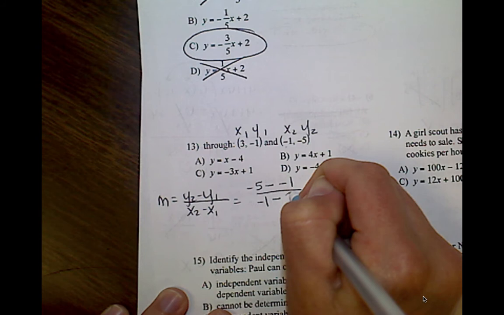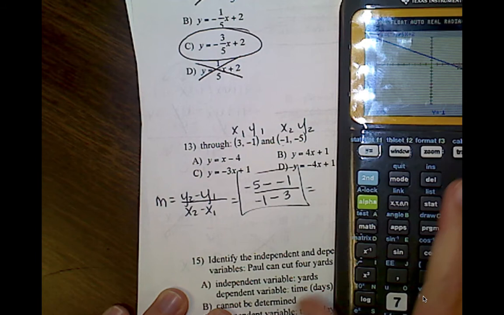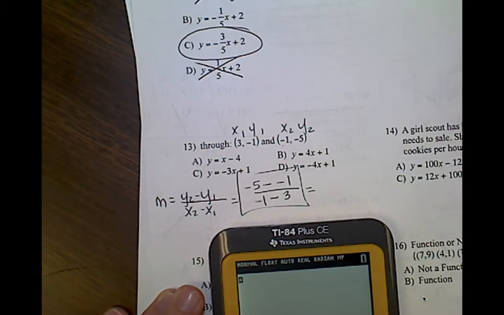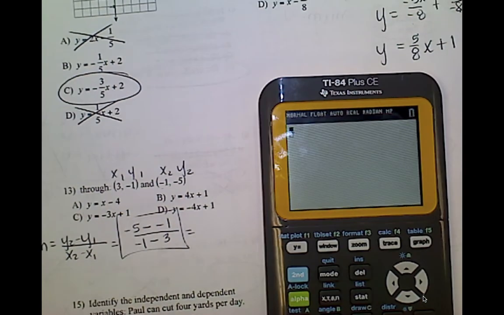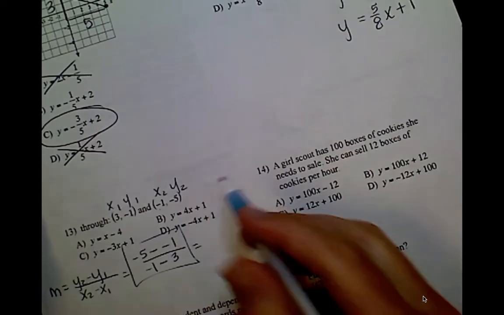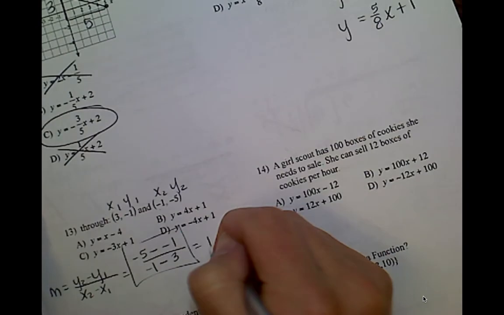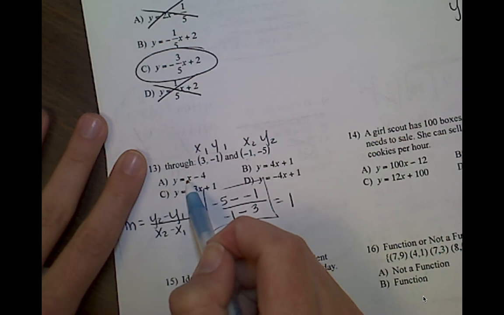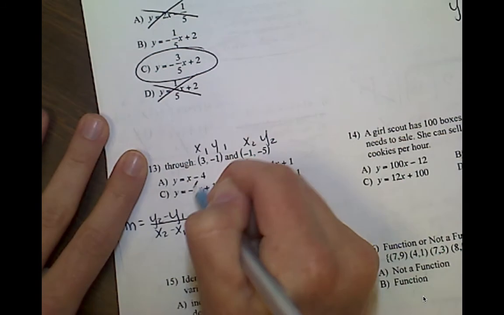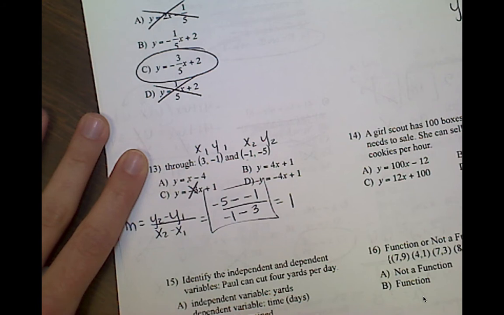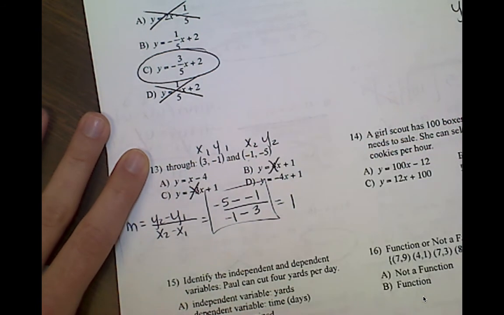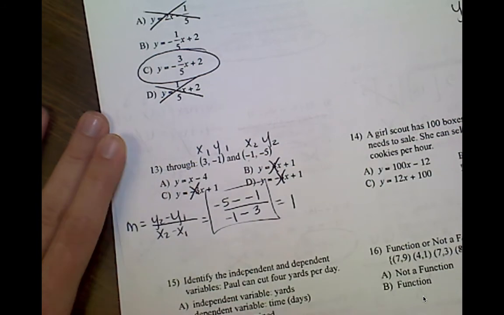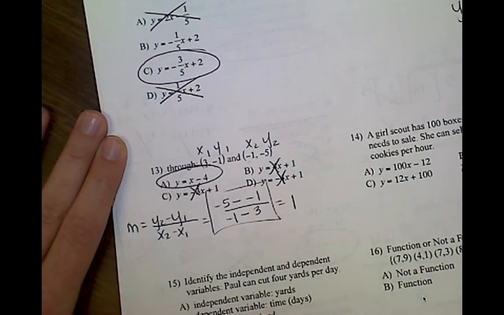This right here, I would literally type in my calculator. So if I go right here to my calculator, I've got alpha y equals enter. Negative 5 minus, or minus negative 1, over negative 1 minus 3, which comes out to give you 1. So the slope is 1. So when I look through these answer choices, this one has a slope of 1 because the slope's the number in front of x. That one doesn't because it has a negative 3 in front of x. That one doesn't because it has a 4 in front of x. And that one doesn't because it has a negative 4 in front of x. So it's actually going to be A right there.